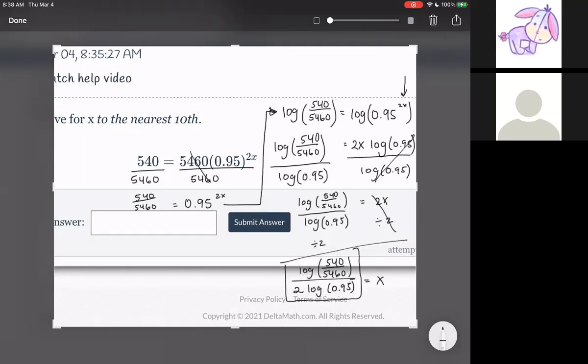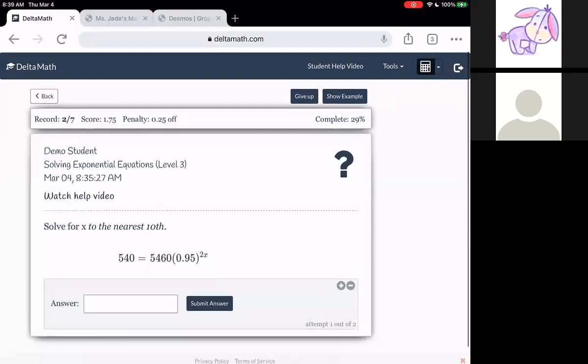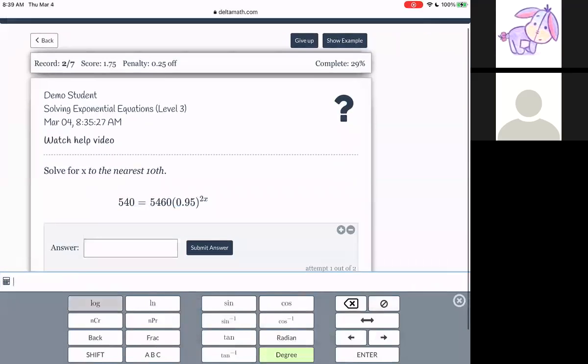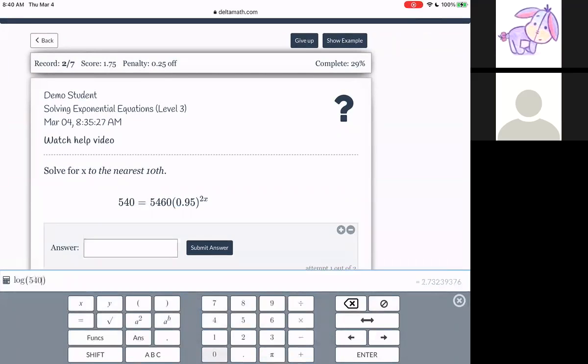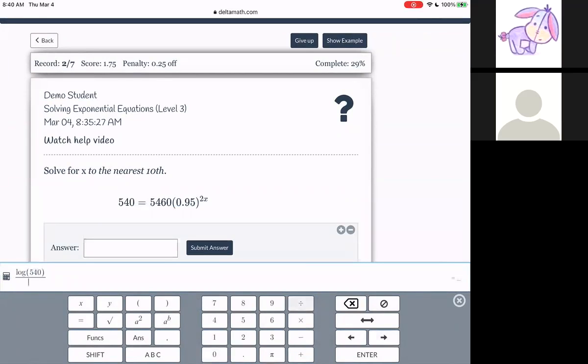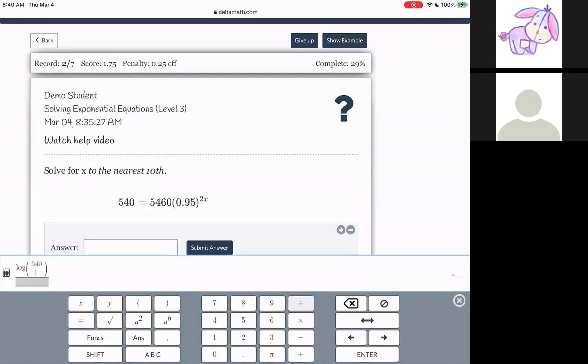And this is what I will type onto our calculator. But before I type that, are there any questions? I'm recording, and then let's save that, and let's go ahead and type it into the calculator. So log of 540 over 5460.